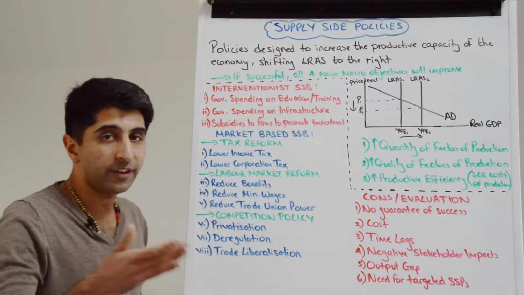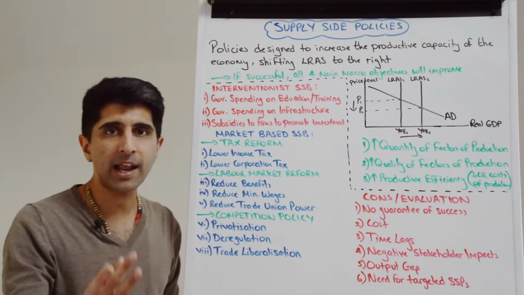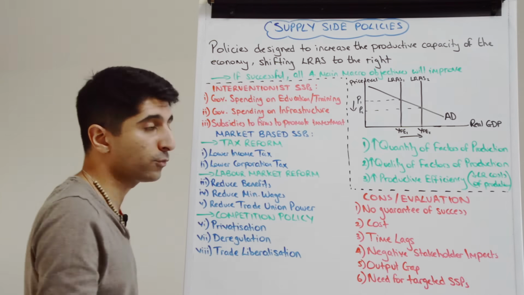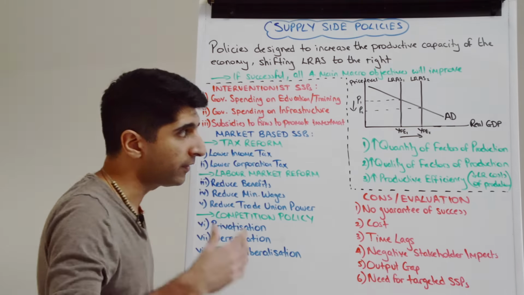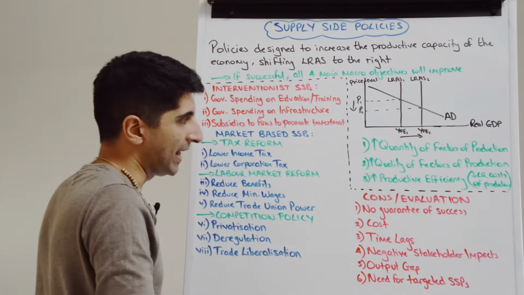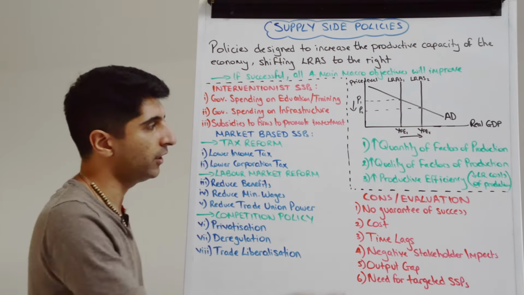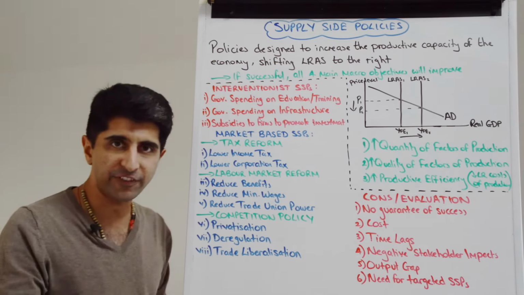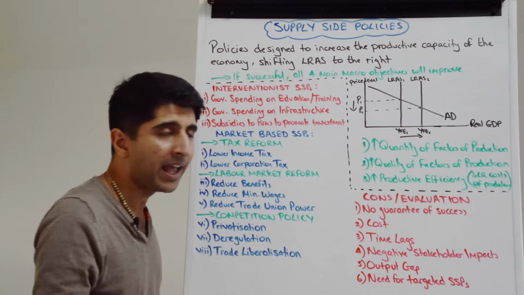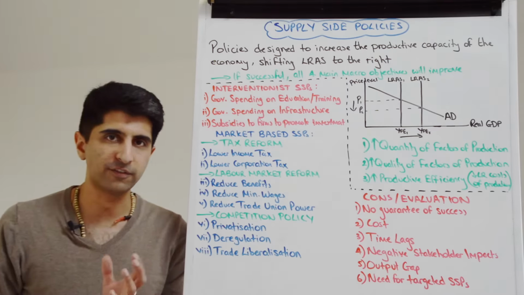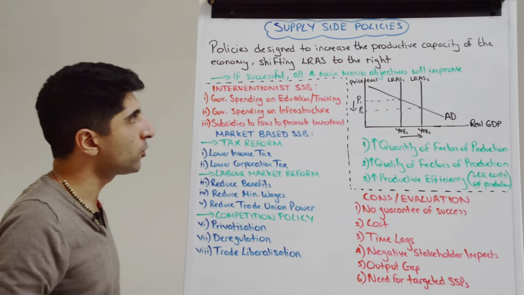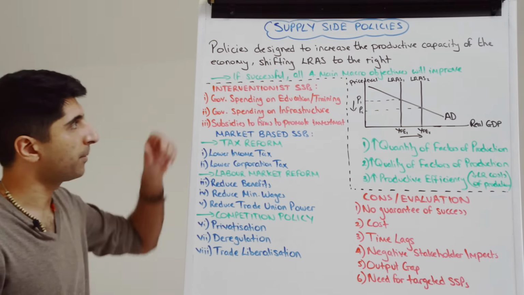Before we look at these policies one by one, remember the three generic reasons why the LRAS curve will shift to the right. It could be an increase in the quantity of factors of production, an increase in the quality of factors of production, or an improvement in the productive efficiency in the economy. That's a reduction in long-run costs of production for businesses. So now let's go to our individual interventionist supply side policies.